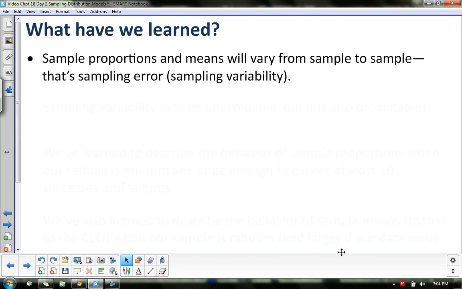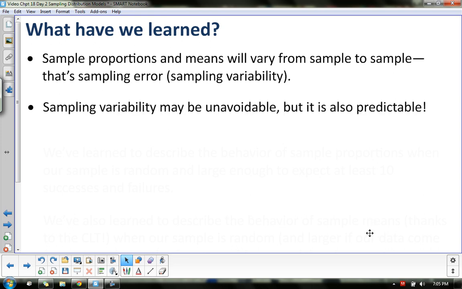So, sample proportions and means vary from sample to sample. That's the whole idea of sampling variability. And that's sampling error. It's not a terrible thing. Don't think that, oh my gosh, I made an error, I made a sign mistake. Sampling variability itself accounts for a lot of this. You put enough monkeys in a big enough room, and eventually, by sampling variability, one of them will create the complete works of Shakespeare. That's sampling variability. It's unavoidable, but it is predictable, the fact that your samples will vary from case to case.